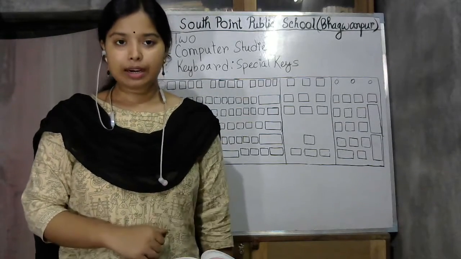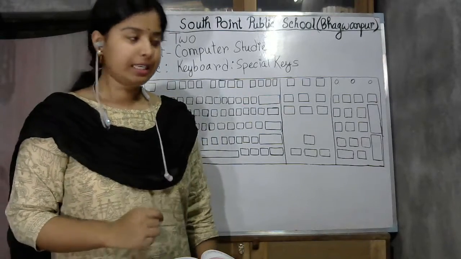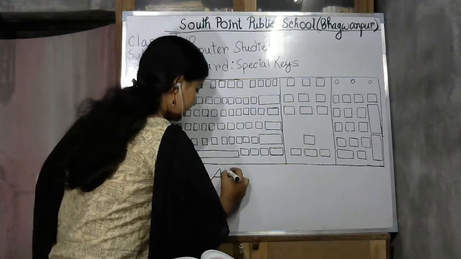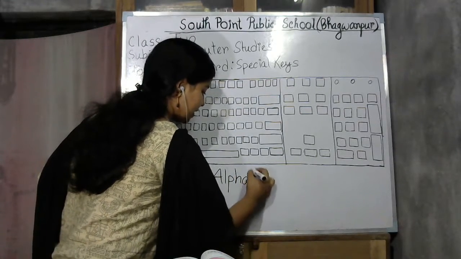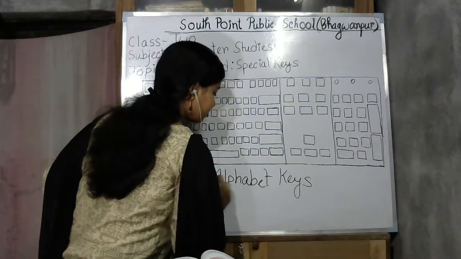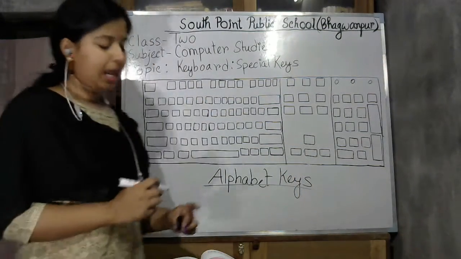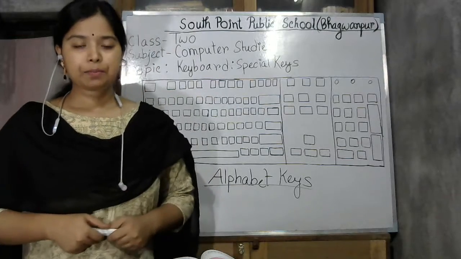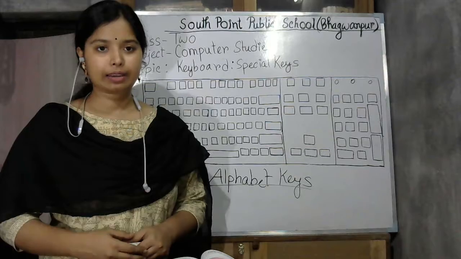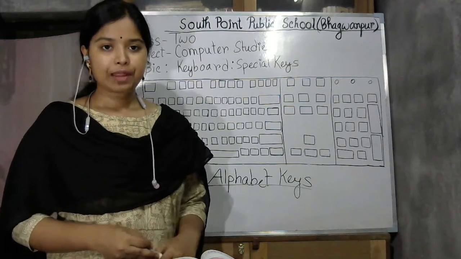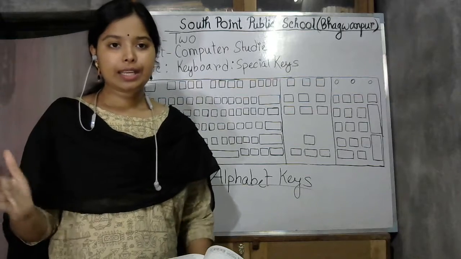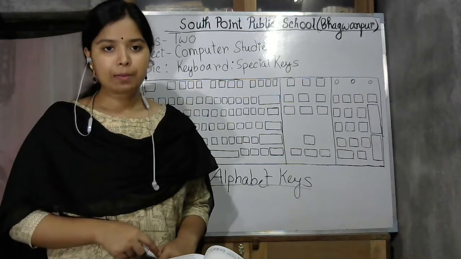So first we will learn about what? Alphabet keys. First comes alphabet keys. What are alphabet keys? First, what is an alphabet? The alphabet is the letters from which we create words and sentences. So, A to Z, A, B, C, D till Z, these are the alphabets.